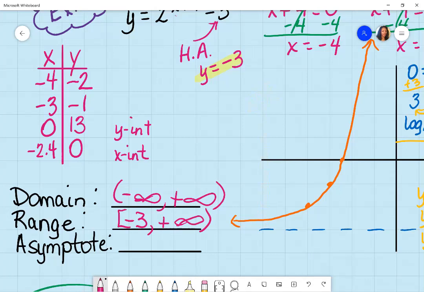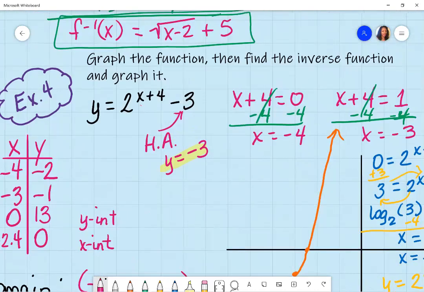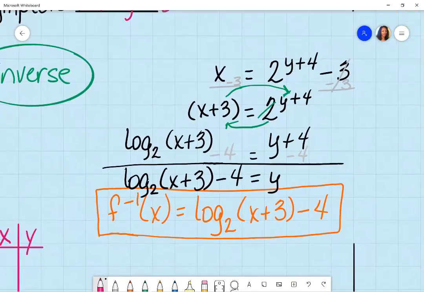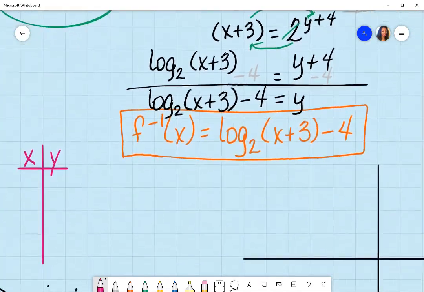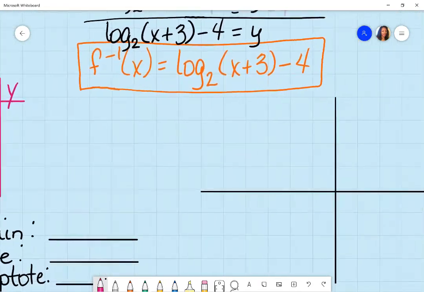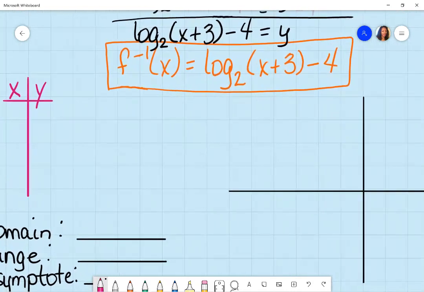My asymptote, we already said it was going to be a horizontal asymptote. And the way you write it is it's listed as y equals -3. So make sure you don't just put -3. It's y equals -3. All right, so that was that one, but the directions asked me to then find the inverse function and graph it. So to save time, I already did the inverse for you because we were just doing that in the first 3 examples. So this is my new function, and you will see that it is now a log.